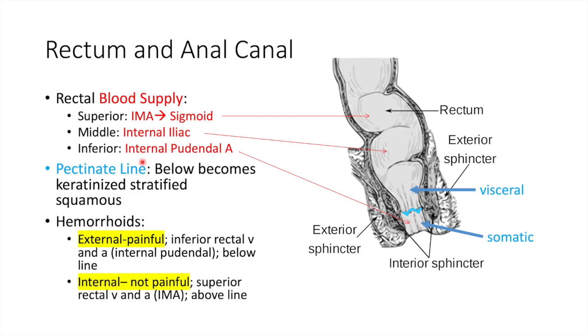of internal pudendal artery. This pectinate line is the area that becomes keratinized stratified squamous below the line.